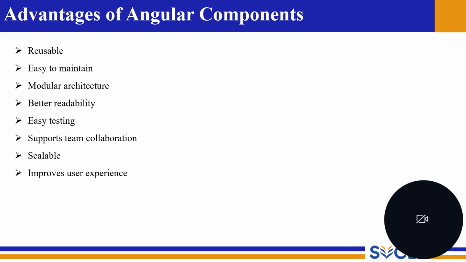Then the advantages of Angular components. The first one is reusability. A component can be created once and used multiple times across the application. For example, a product component can display laptops, mobiles, TVs or any other product by simply passing different data. So the benefit is that it reduces duplicate code.